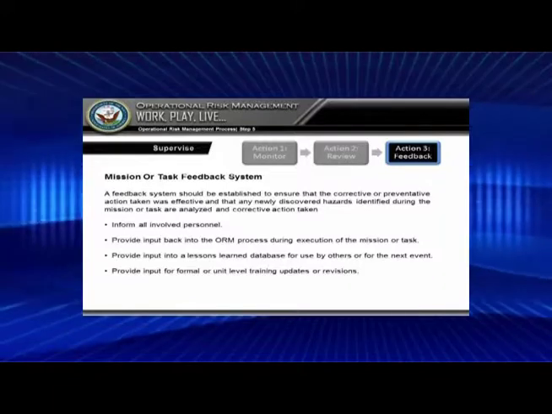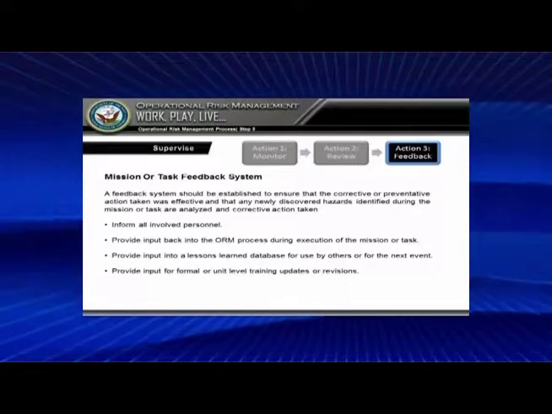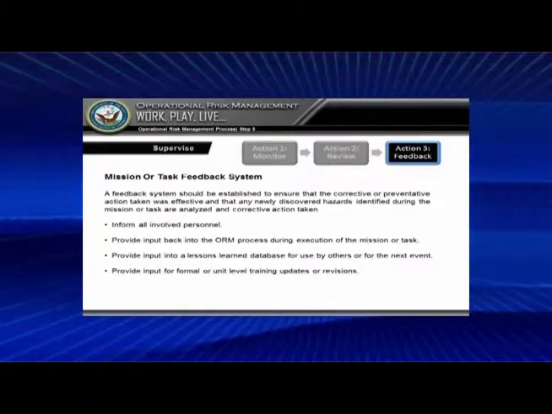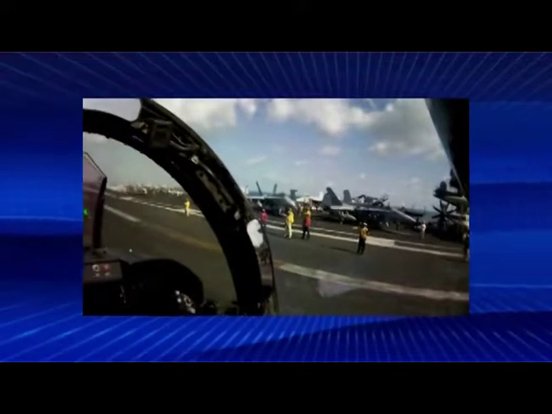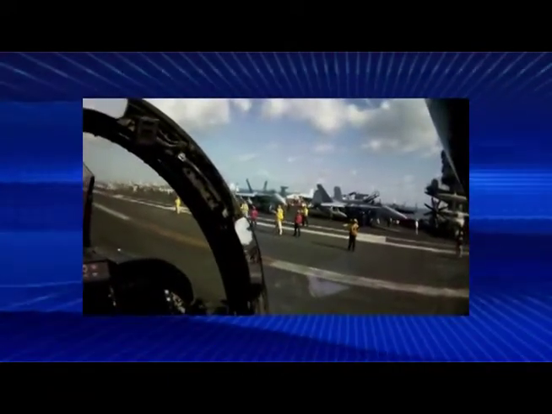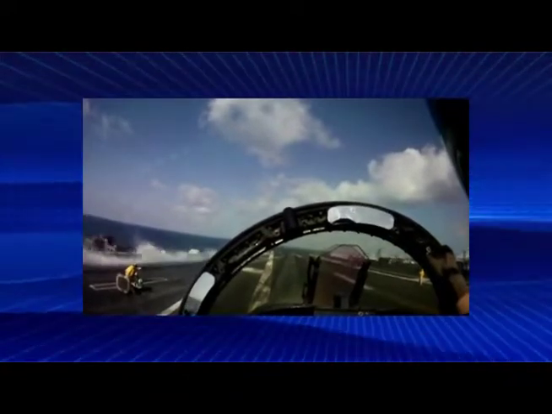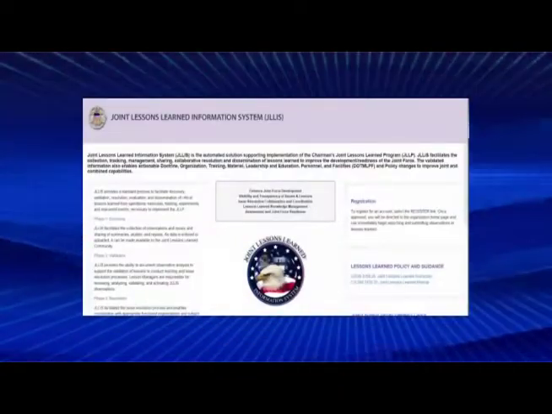The feedback, the mission or task feedback, we want to make sure that all the people that were involved had the opportunity to talk back or teach back so that we understand what really happened in that whole thing. If you put the feedback into the overall ORM process of how well you were able to execute that mission or task, that's kind of those lessons learned and best practices that we can share either in the Naval Safety Center Lessons Learned Directorate, or as we talked earlier, the Joint Lessons Learned Information System or the Navy Lessons Learned Information System.